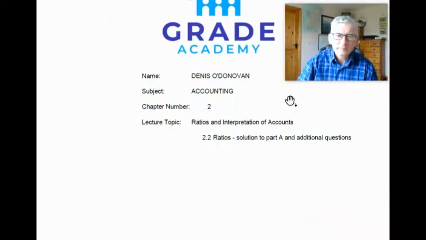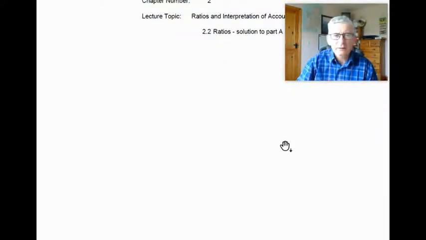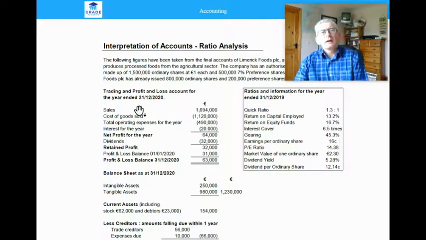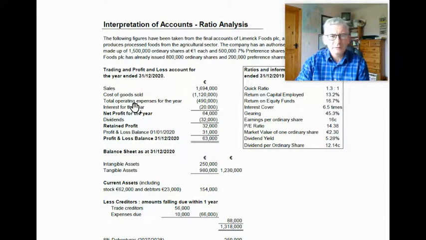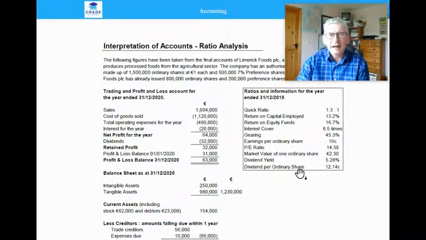Now, if we go back to the question, here was a typical question. The name of the company was Limerick Foods PLC, a company that produces processed foods from the agricultural sector. You're given all the information like we spoke about. There's the balance sheet and there's the information from last year.